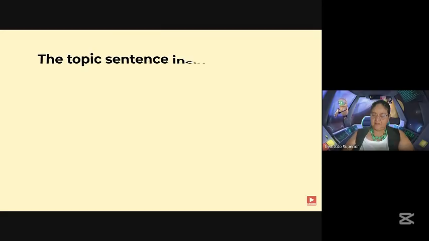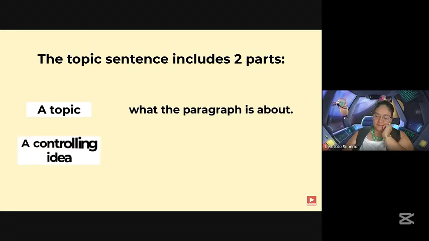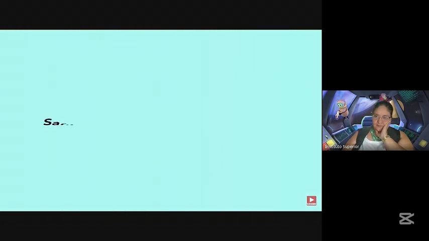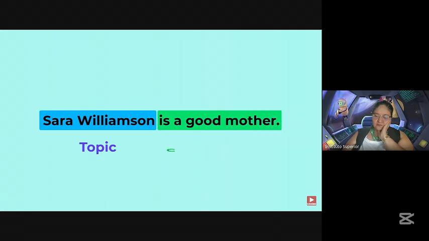The topic sentence includes 2 parts: a topic, what the paragraph is about, and a controlling idea, what the writer is going to focus on in the paragraph. For example, Sarah Williamson is a good mother. Sarah Williamson is the topic, and the rest of the sentence is the controlling idea.